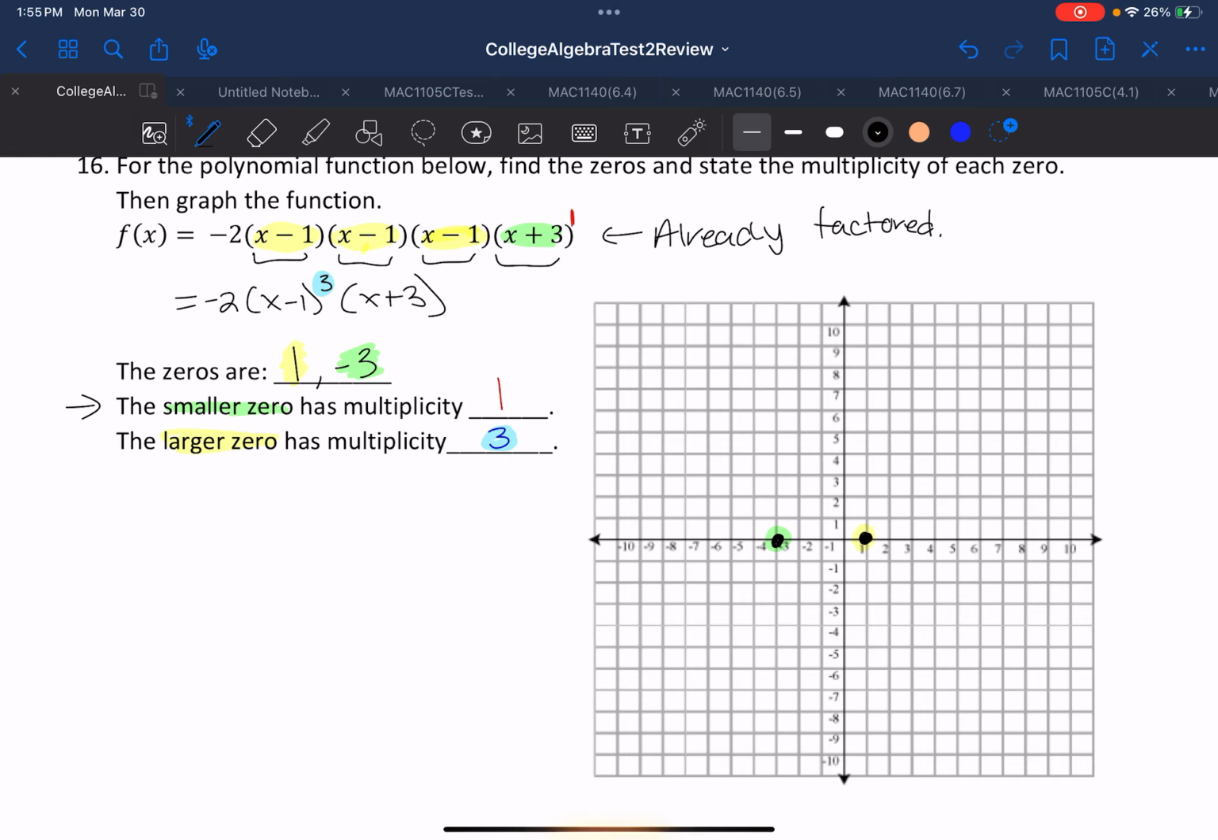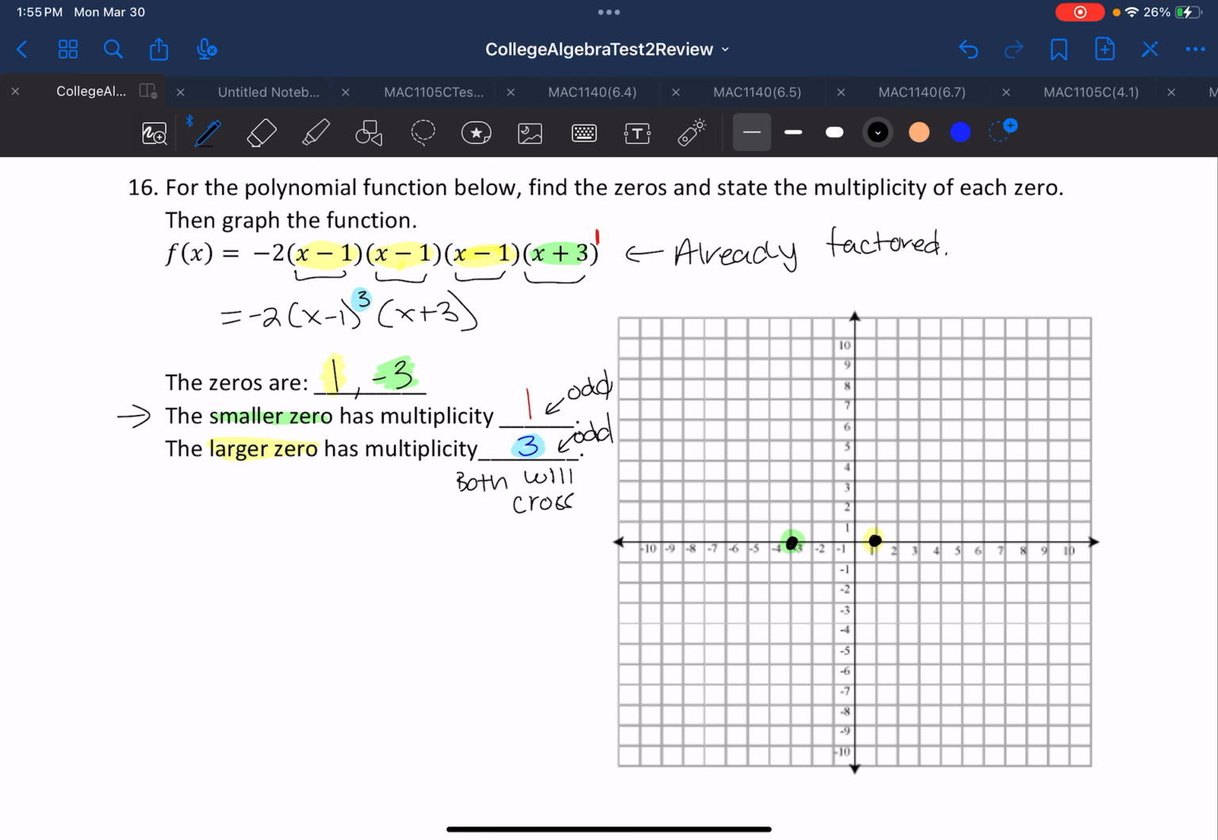And we know that because the multiplicity, both of them are odd, both these multiplicities are odd, so both will cross at these x-intercepts. Both will cross. And then to finish graphing it, we will definitely need to know the end behavior.